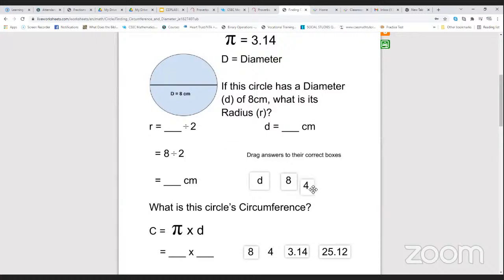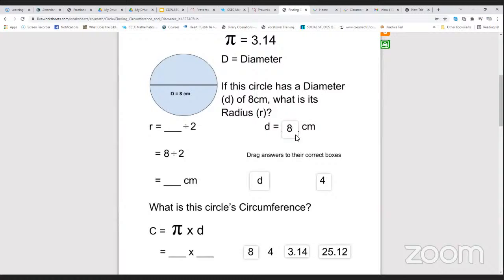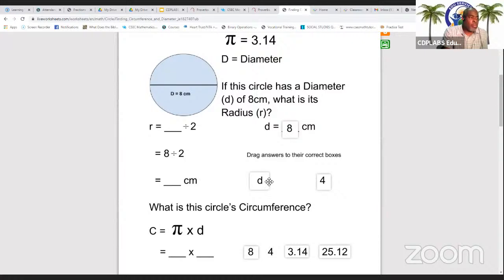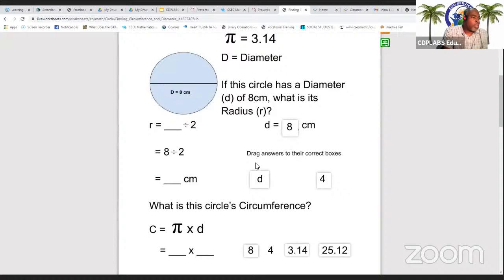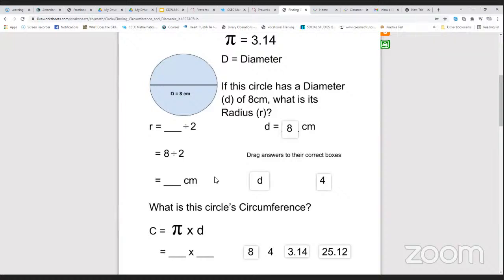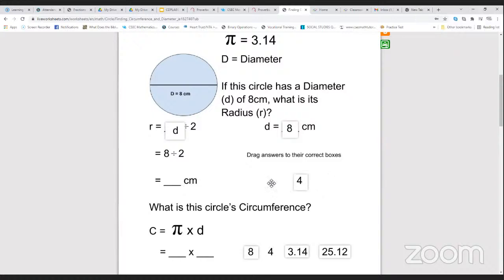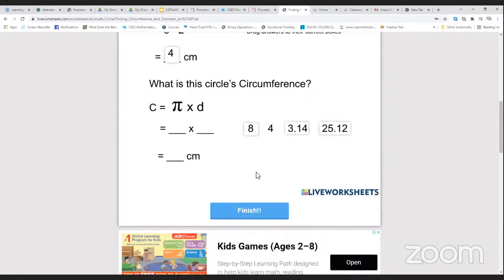The diameter is 4, you sure? What's the diameter? 8. Yeah, but that's not the question you asked, sir. Oh yeah, my bad. Okay. So why don't we do it this way? What should go right here? 8. No, d. Good. And what should come right here? 4. 4. Good.